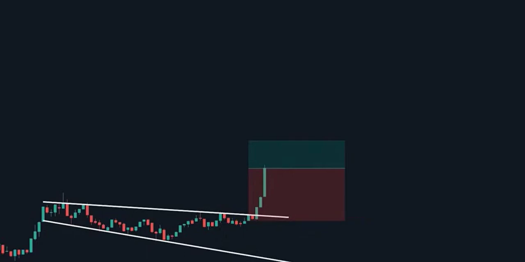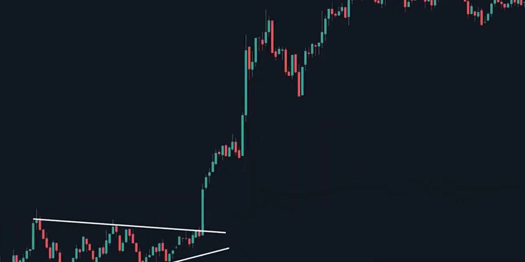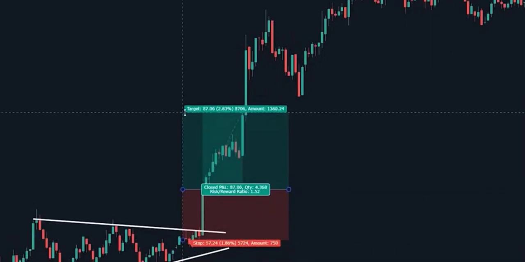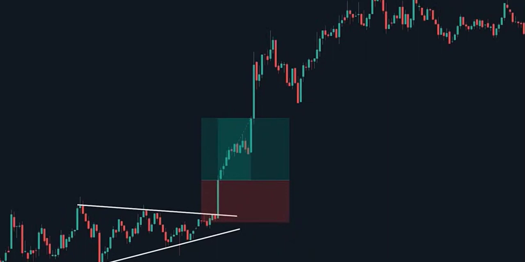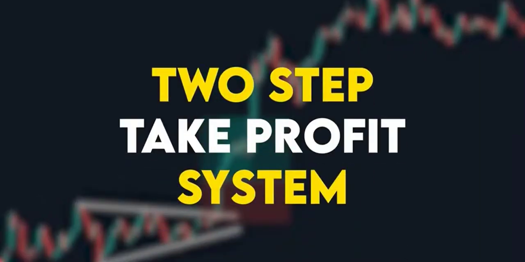Now that we have our entry point, we need to figure out an exit strategy. With breakouts, they tend to have large upsides. So if we decided to do just a normal 1.5 ratio, we would be missing out on a ton of profit. To make sure we are taking advantage of the huge profits, we're going to be using what I like to call the two-step take profit system. This is how it works.